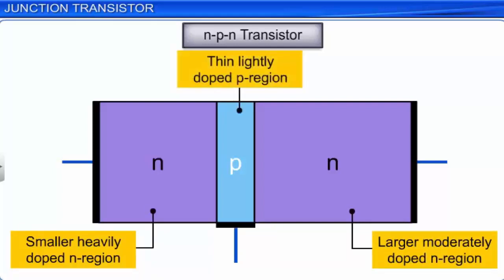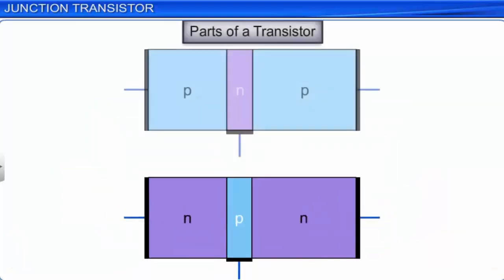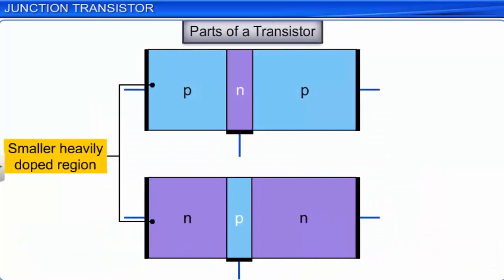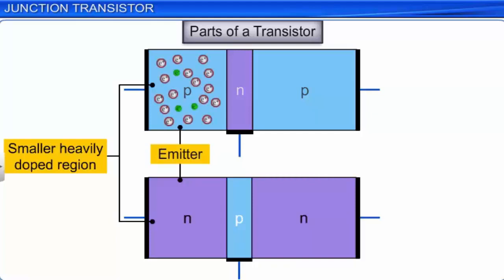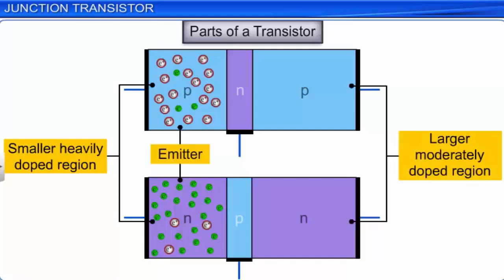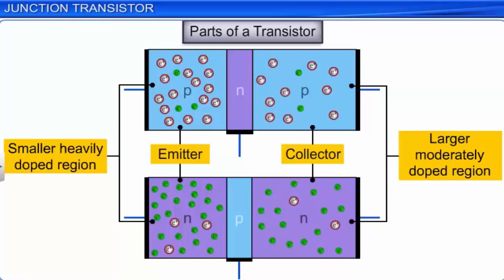The smaller, heavily doped region in a PNP or in an NPN transistor is called the emitter. The emitter supplies a large number of majority charge carriers that are holes in a PNP transistor and electrons in an NPN transistor. The larger, moderately doped region in a PNP or in an NPN transistor is called the collector. The collector collects the major portion of the majority charge carriers provided by the emitter. The thin, lightly doped region that separates the emitter and collector is called the base.